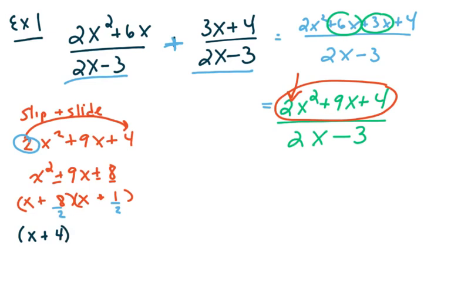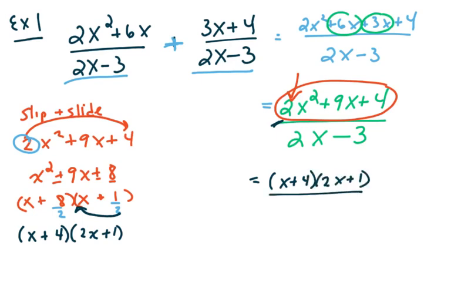But the second one can't do anything to simplify it. So what we do is we slide it up front, and we get 2x plus 1. And that's the simplified version of this numerator. So this will become x plus 4, 2x plus 1, all over 2x minus 3.